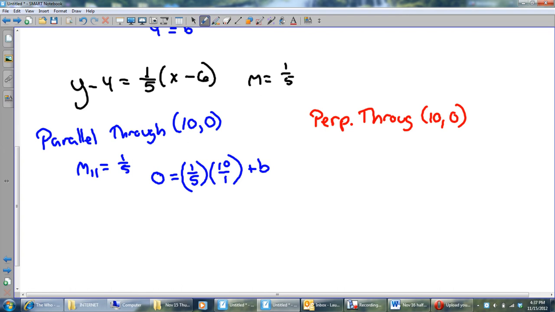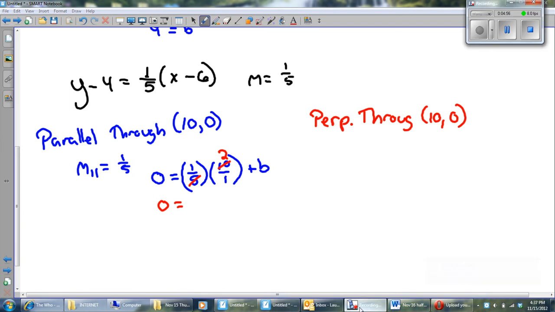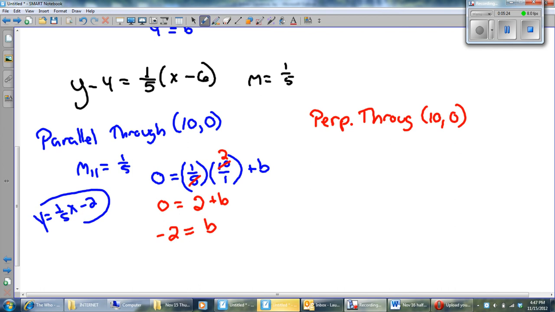All right, and then I will multiply 1/5 of 10. Sorry about that, I had a small interruption there. But I know I was multiplying 1/5 times 10, and that'll come out to be 2 plus b. And so when I subtract 2 from each side, I'll get b is equal to -2. So my parallel equation is going to be y equals 1/5 x minus 2.